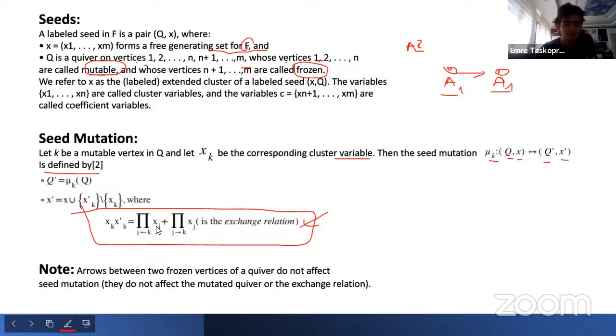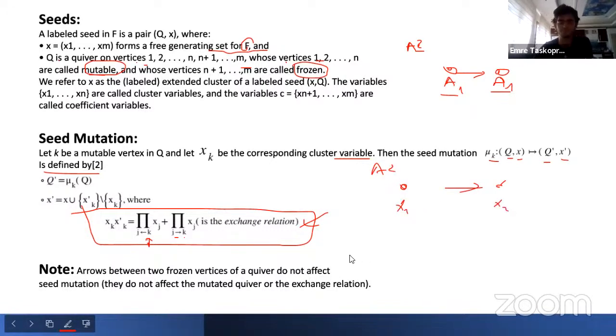I'm going to explain it with an example that I'll draw right now. At this moment, we see xk times xk prime, meaning that xk is one of the clusters we have, and xk prime is the mutated xk. We have the xj for the arrows from k to j, plus the xj for the arrows coming to k from the j elements. If you want to give the example of cluster type A2 again, we have two nodes named x1 and x2.